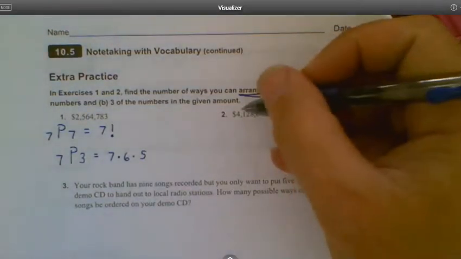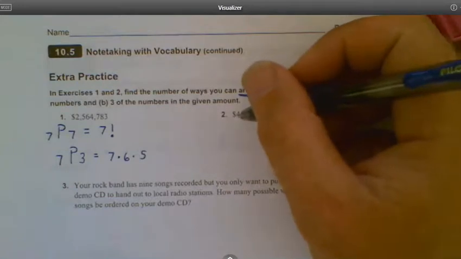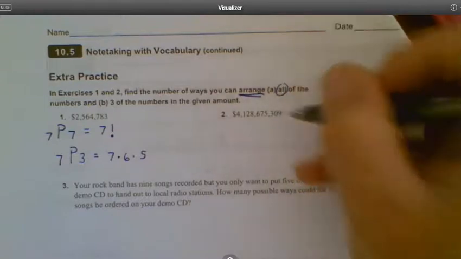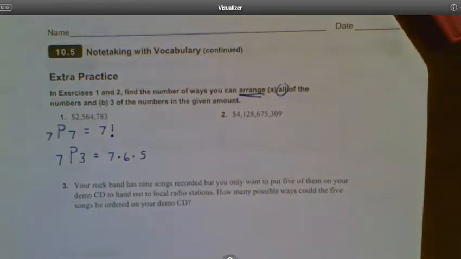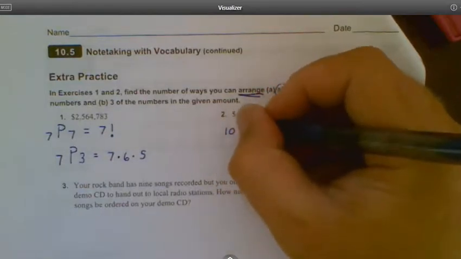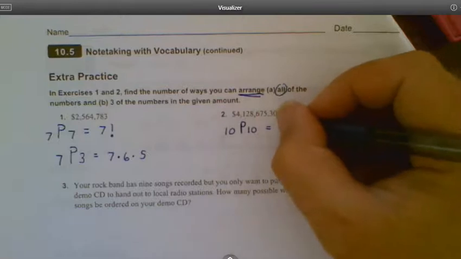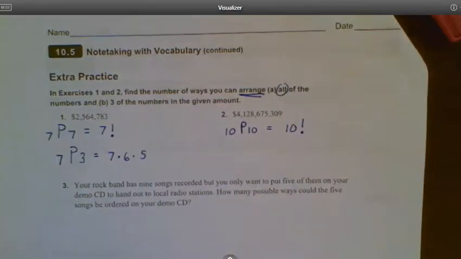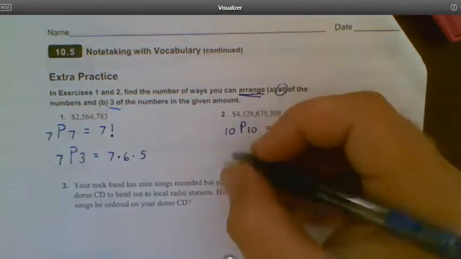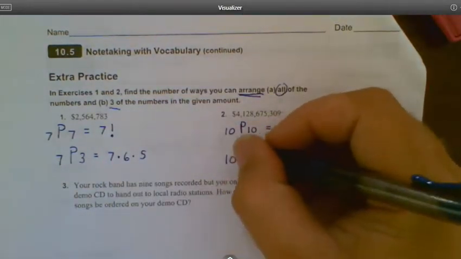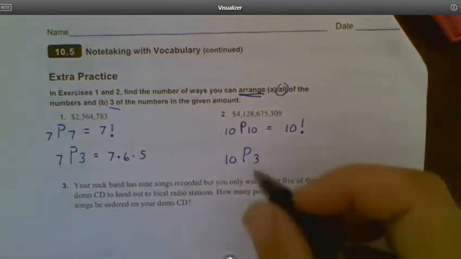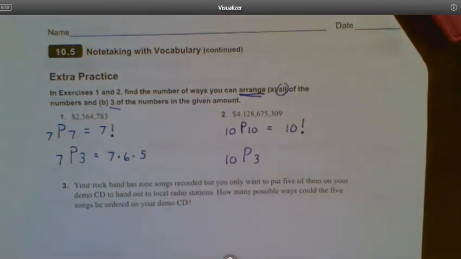Jump over to this one. What do we got on part 2 here? So this is actually all 10 numbers, right, on that one. And so, again, if I'm going to arrange all 10 of them, it's 10p10 or 10 factorial. Same thing. If I was only going to arrange 3 of them, well, I still have 10 numbers, but I'm only going to arrange 3 of those. Right? And so again, you could do this in a calculator. Let me jump down to number 3 here.